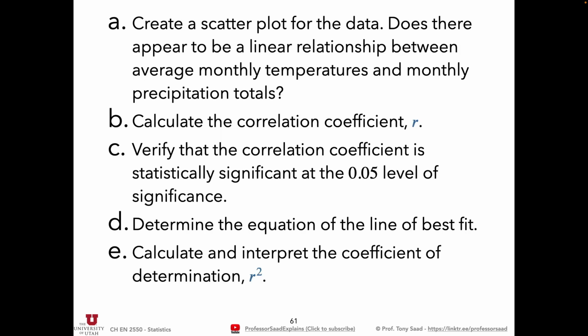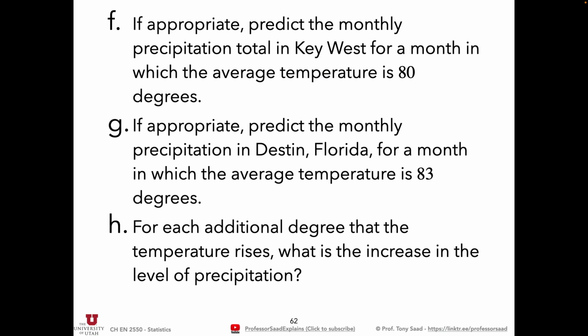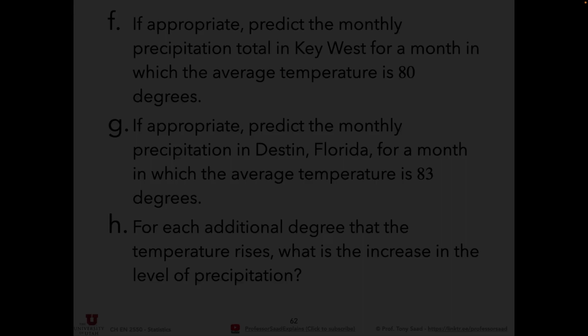So first they ask, create a scatter plot of the data. Does it appear to be linear? Calculate the correlation coefficient. Verify that the correlation coefficient is statistically significant at the 0.05 significance level. Determine the equation for the line of best fit. Calculate and interpret the coefficient of determination, R squared. If appropriate, predict the monthly precipitation in Key West, etc. If appropriate, for each additional degree that the temperature rises, what is the increase? Okay, so we're going to answer all of those questions in Google Sheets.